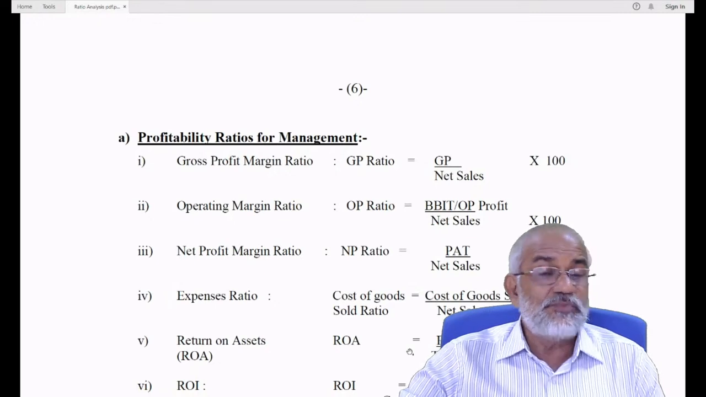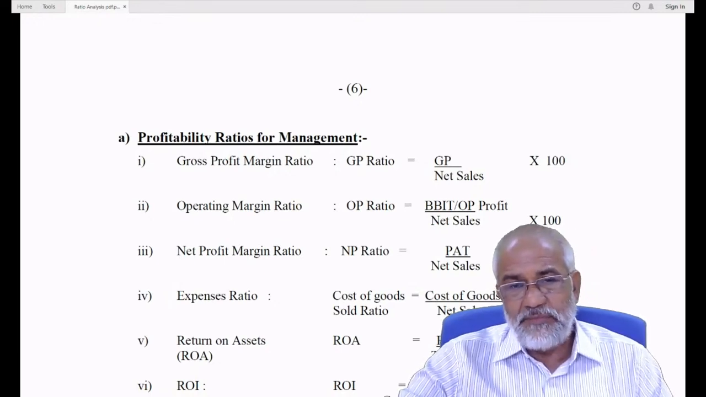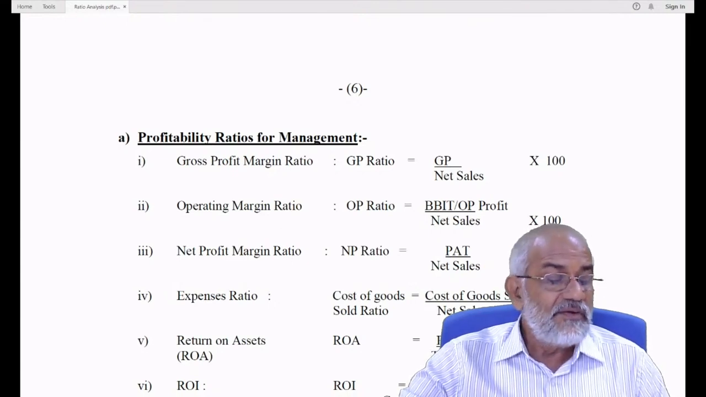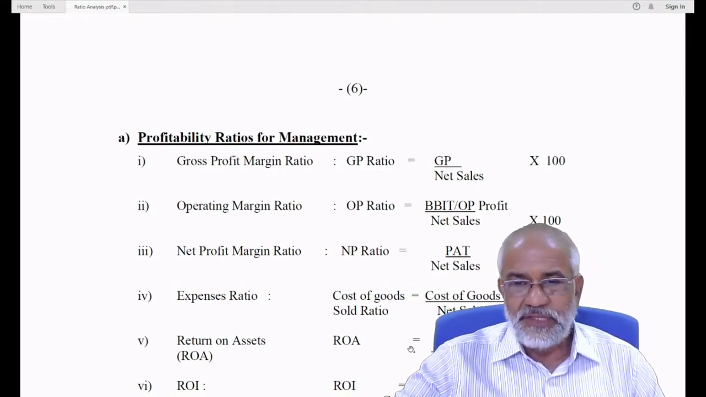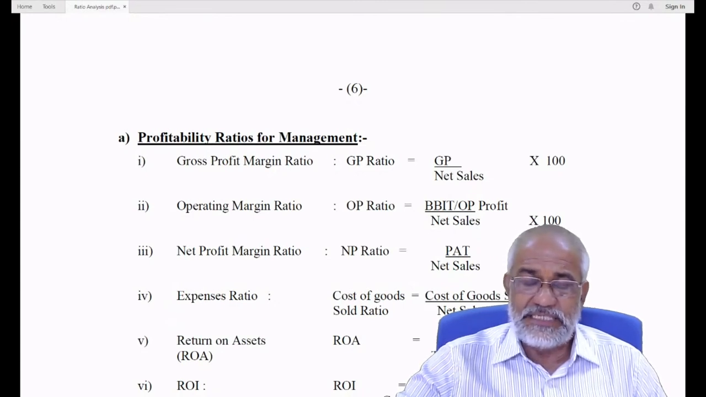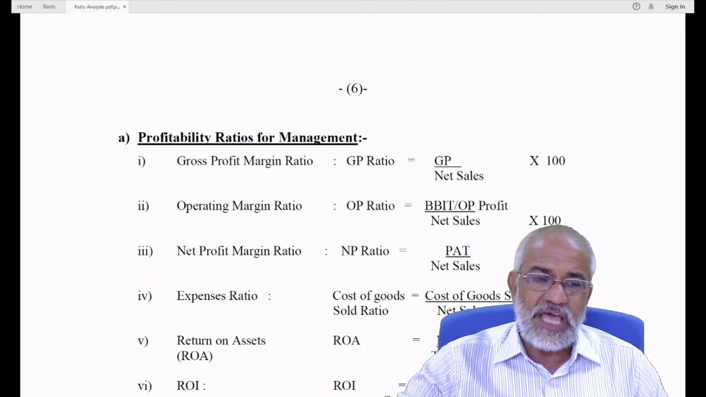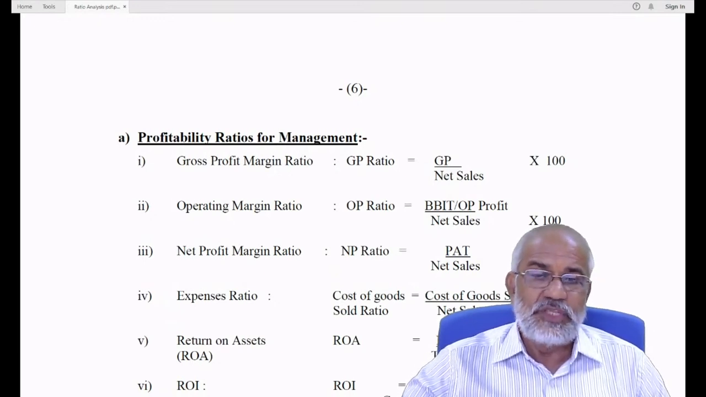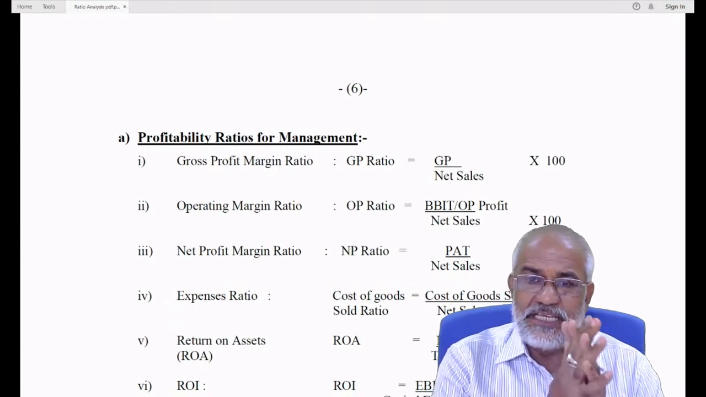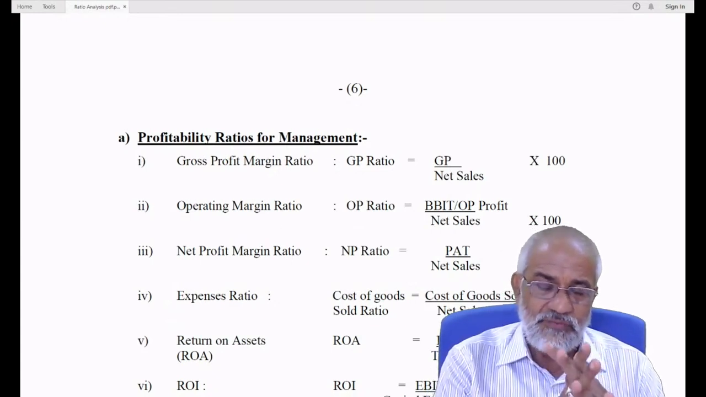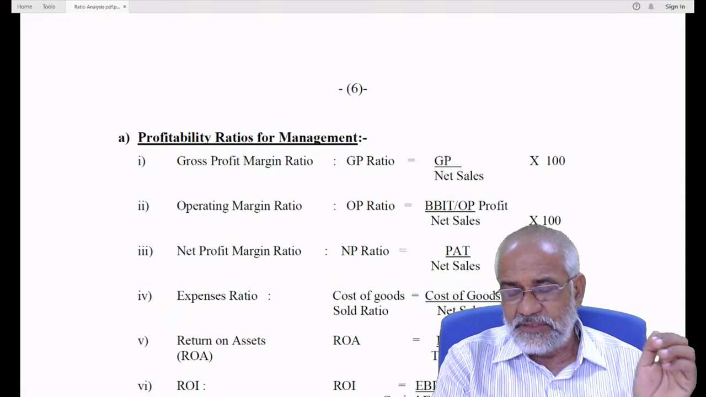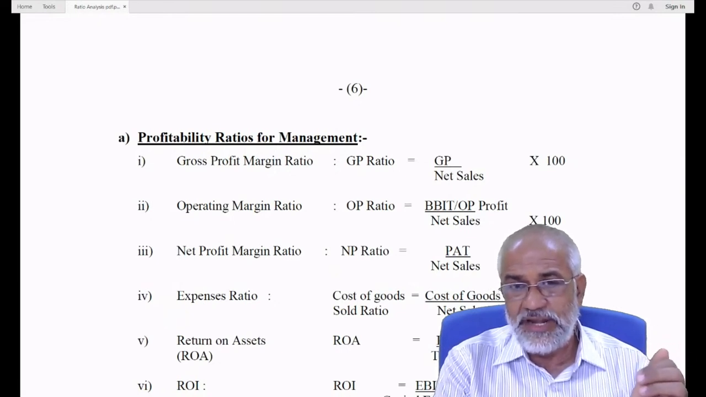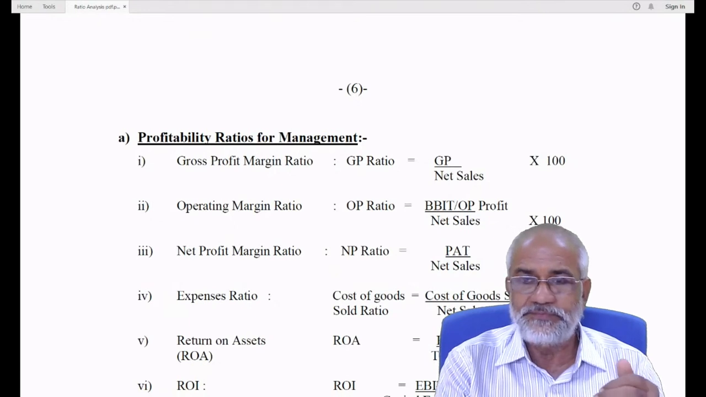So what are the ratios coming under the profitability ratios, particularly where the management is interested? The first one is the gross profit ratio, or the gross profit margin ratio. Gross profit ratio is computed by gross profit divided by net sales into 100. Profitability ratios are always expressed in terms of percentage. So the gross profit ratio is a certain percentage of the net sales. The gross profit is determined from the trading account, and when the gross profit is divided by the net sales into 100, that will be the gross profit ratio.